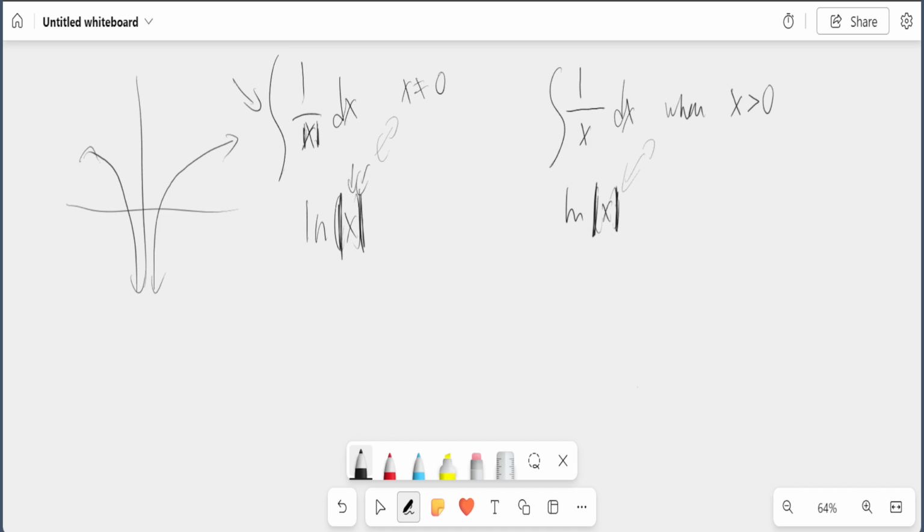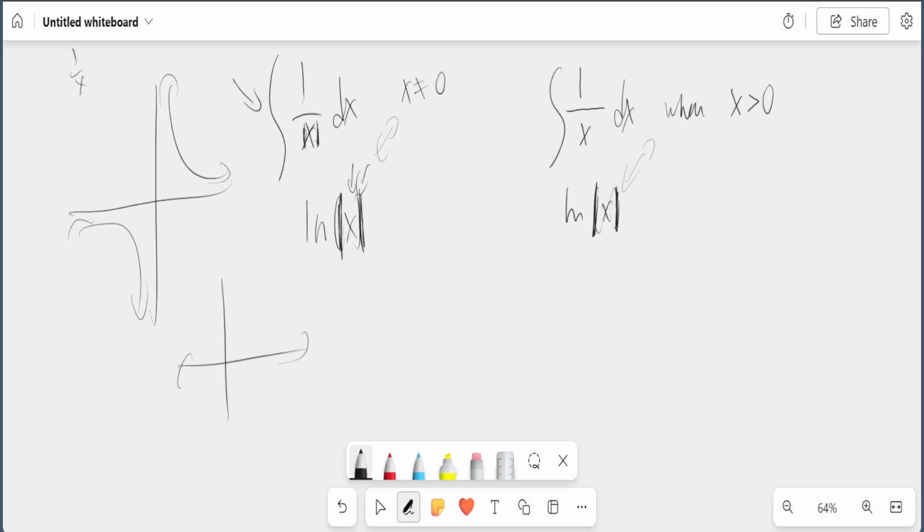Wait, so that's ln absolute value. Shoot, that's not what I'm looking for. I'm looking for 1 over absolute value x. So 1 over x is this, right? So 1 over absolute value x is this, and then this. This is flipped over, right? So if you put absolute values here, this is not correct. Now if you look, the slope here is positive when it's negative here, right?